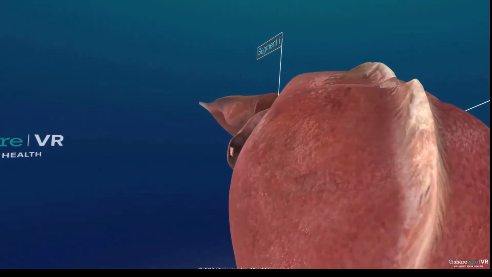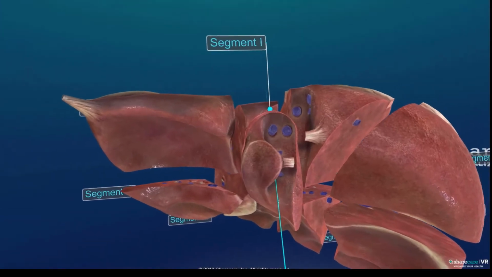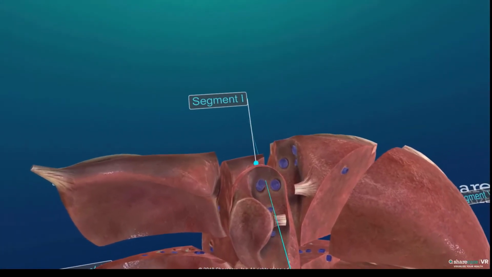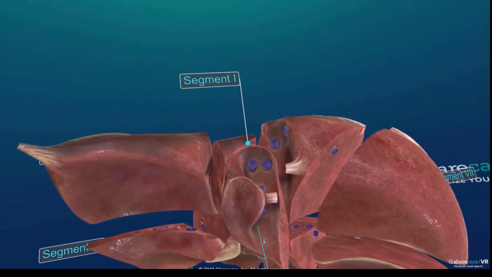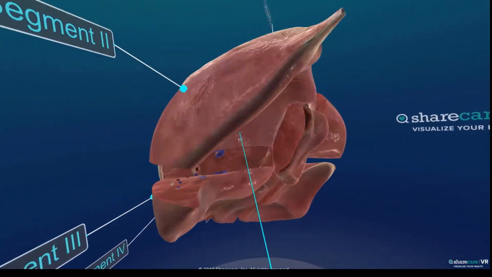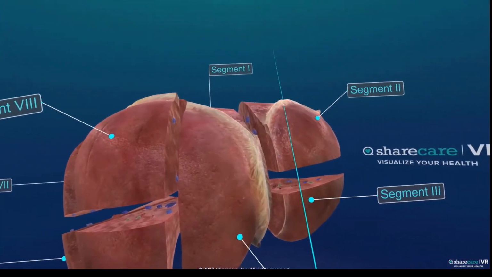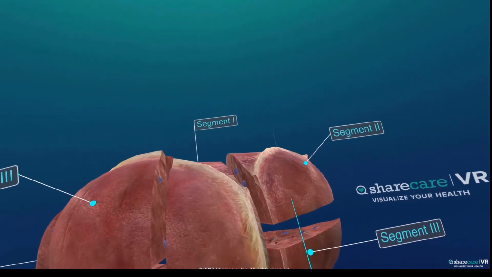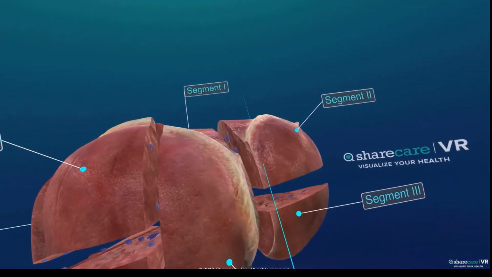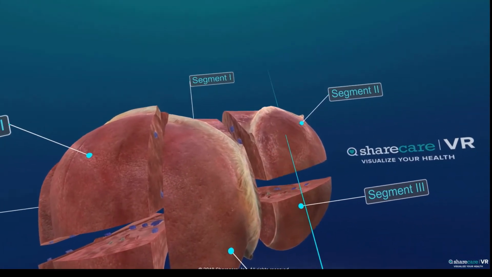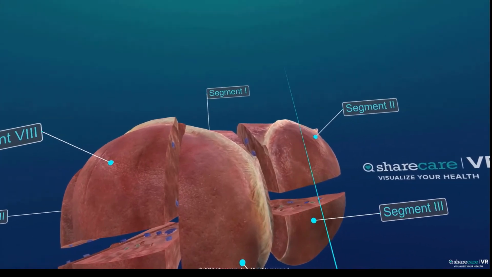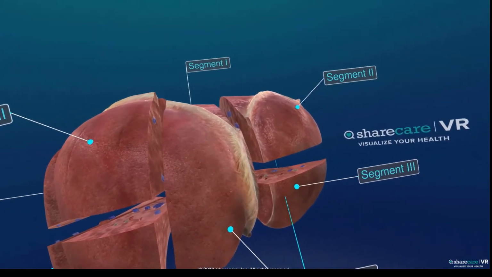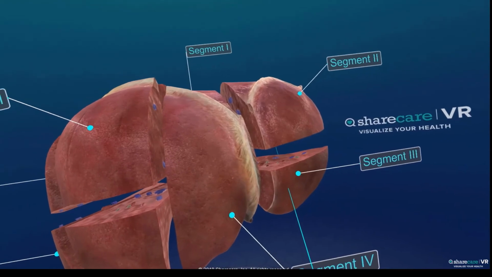I'm guessing that I need a new battery because this is very slow to respond. Okay, so there's segment 1. That's the caudate lobe of the liver. And then we're going to come back around to the anterior side. And this is segment 2, which is the superior left portion of the liver. Superior side, anterior side, left portion of the liver. Segment 3 is inferior to that, the inferior left lobe of the liver.